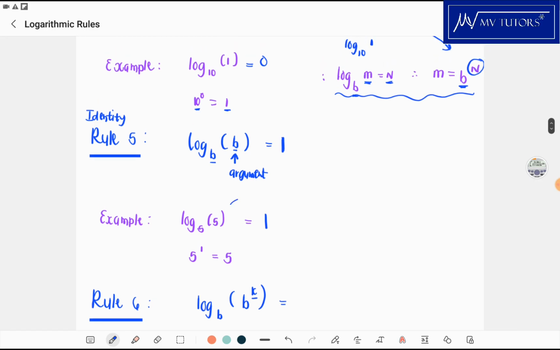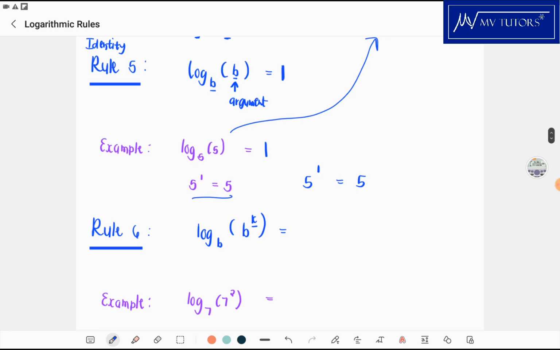If you go back to this, you have a base of 5, and you know that the answer there has to be 5, so what would that be? That would be 1. 5 to the power 1 is 5, hence I wrote that. And then moving over to rule number 6.